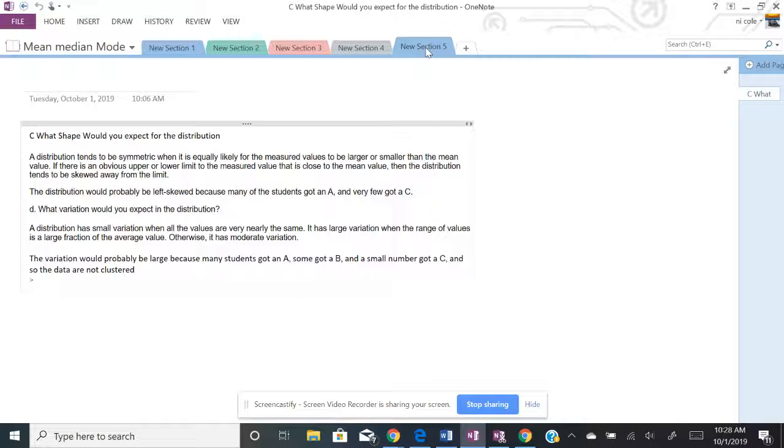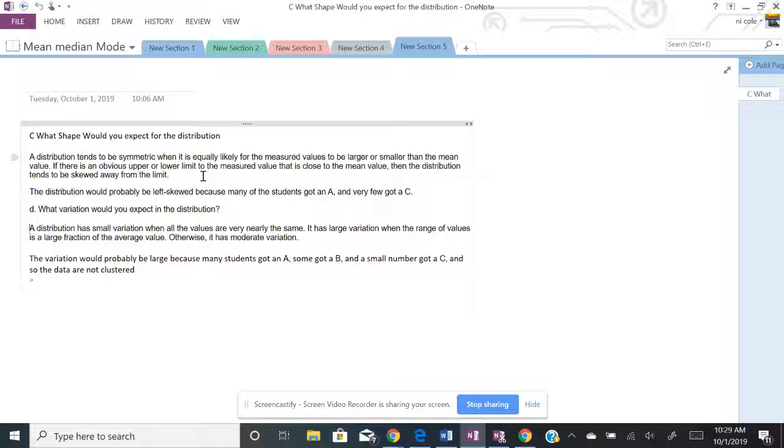So part C, what shape would you expect from the distribution? The distribution tends to be symmetric when it's equally likely for the measured values to be larger or smaller than the mean value, okay? If there are any obvious upper and lower limits to the measured value that is close to the mean value, then the distribution tends to be skewed away from the limit. Okay, so we didn't really have any F's or D's, and that's why we've got this skew going on.